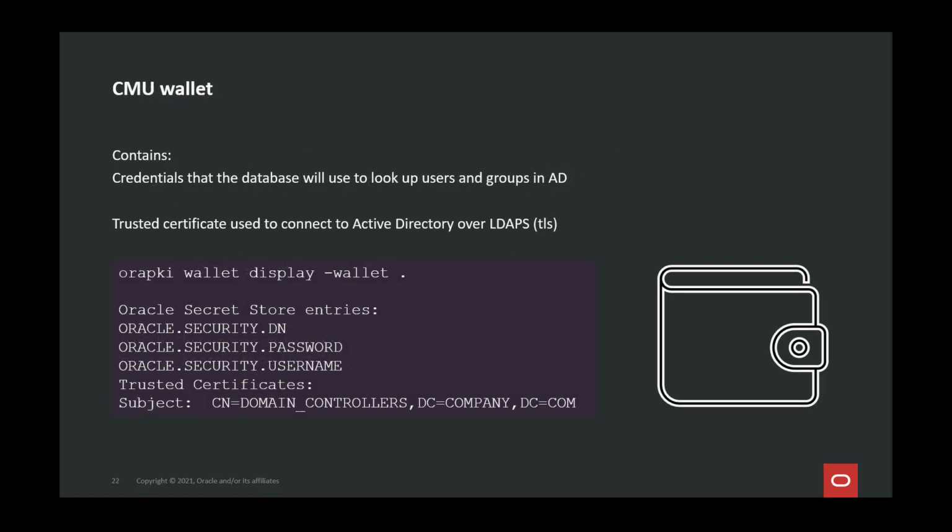Again, your wallet must contain at least 4 things. It needs to have the distinguished name of the service account you created in Active Directory. It needs to have that user's password. It needs to have the username, the common name for that user. It also must have that trusted certificate that lets the database talk over TLS to Active Directory.